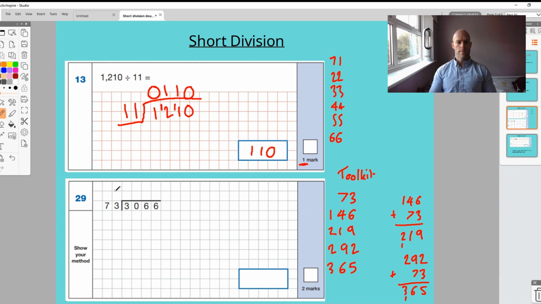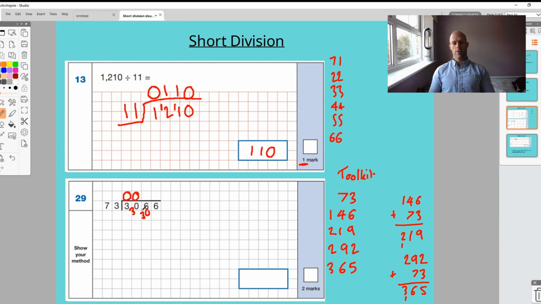So let's go then. 73, how many times does 73 fit into 3? It doesn't, it's always going to be a 0. Exchange the 3. How many times does 73 fit into 30? Also a 0. Exchange the 30. Bring the whole lot along. You've done nothing with this 30, so you move the whole lot over.